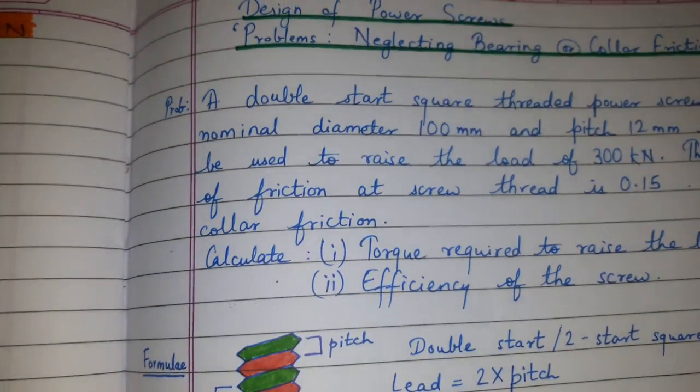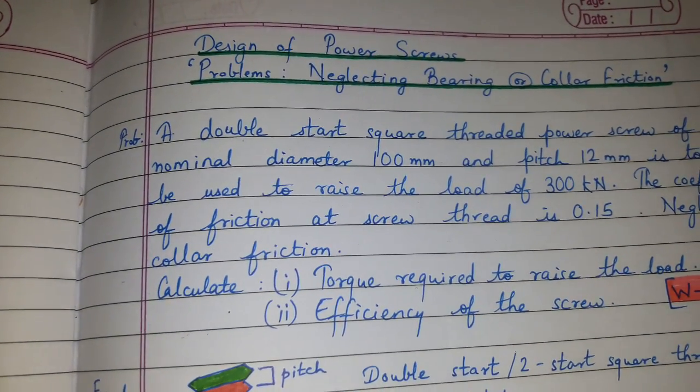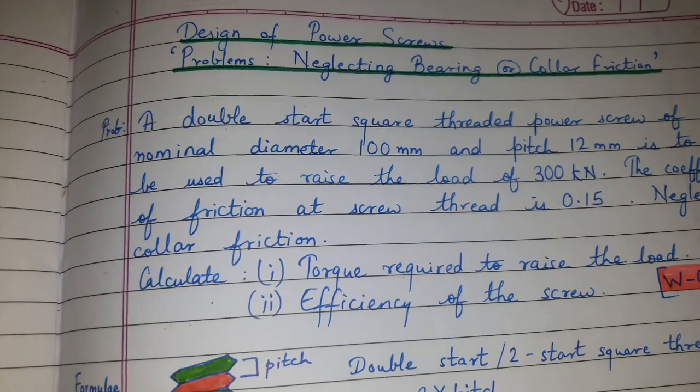So this was the problem from the chapter Design of Power Screw, where bearing or the collar friction is neglected.